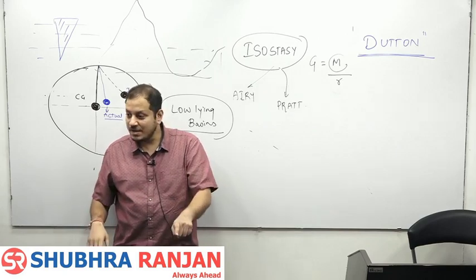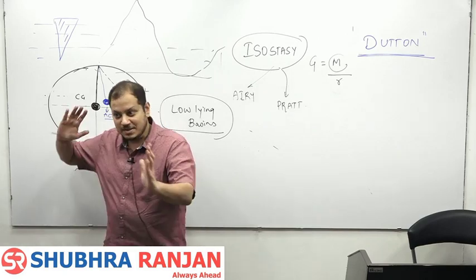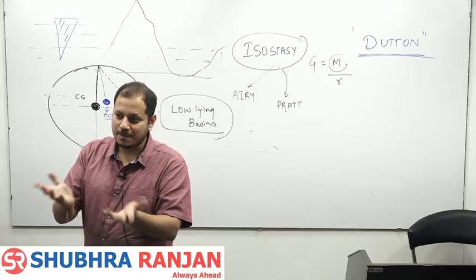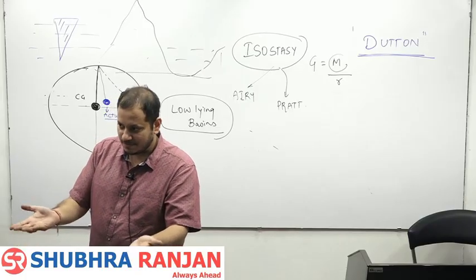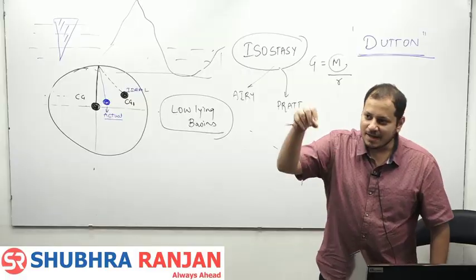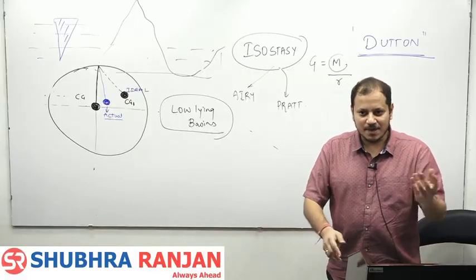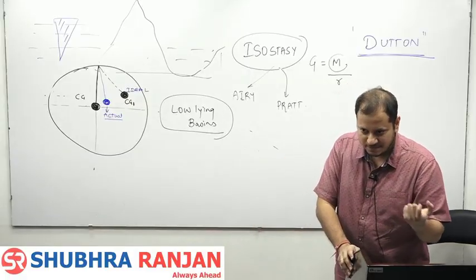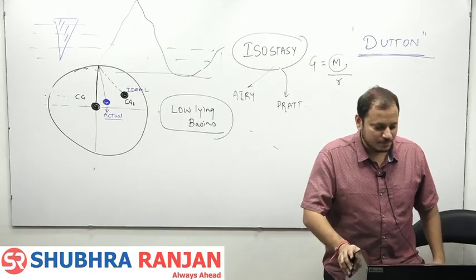Getting it? So what is the level of compensation? You stand on the mattress, as far as you can press the mattress, that is the level of compensation. Fine? So now replace yourself with Mount Everest and replace the mattress with the crust. That is the level of compensation. Fine? So one point here.